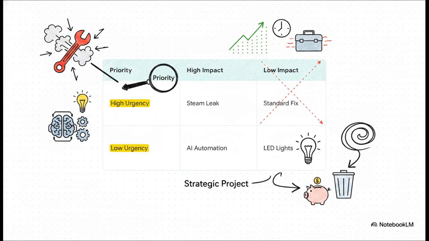High urgency, high impact, immediate action. But what about low urgency with high impact, like implementing a massive new AI automation system? That is a strategic project. You need to take your time and plan that out. The whole point is to stop yourself from wasting premium engineering resources on low-priority distractions.